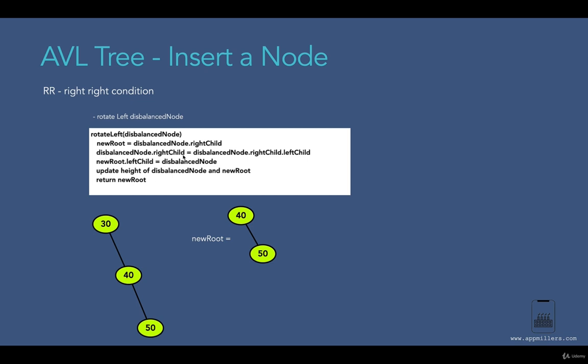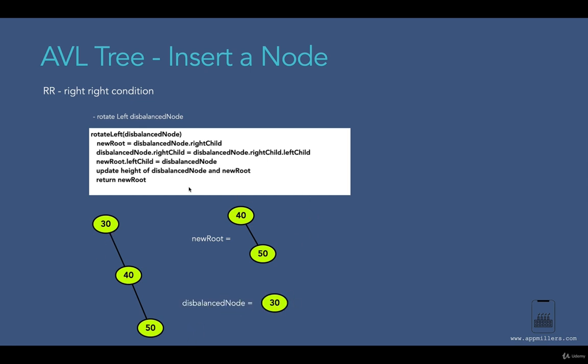Then we are going to set the disbalanced node's right child to the disbalanced right child's left child. So in this case, this disbalanced node's right child is 40. Here we don't have any left child, so this means that the disbalanced node's right child will be set to null. So in this case, this node becomes like this, only 30.